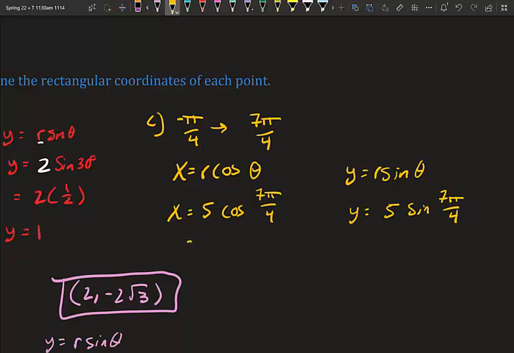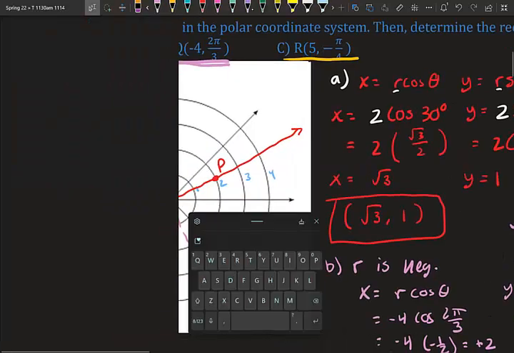Alright, we simplify. Cosine 7 pi over 4 is... I just simplified that right away. I'm going to pull up my unit circle. I hate when I do that on my notes. It is square root of 2 over 2.